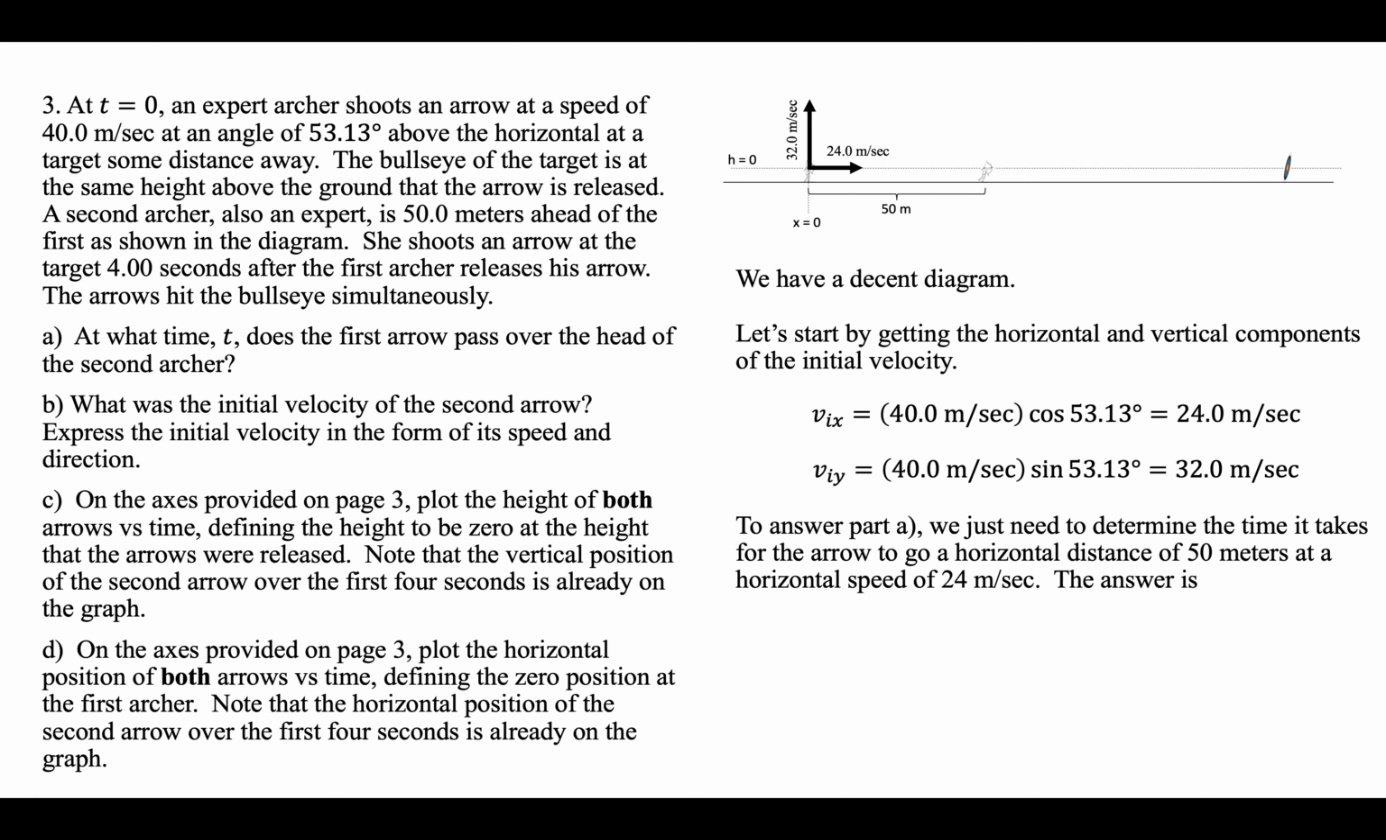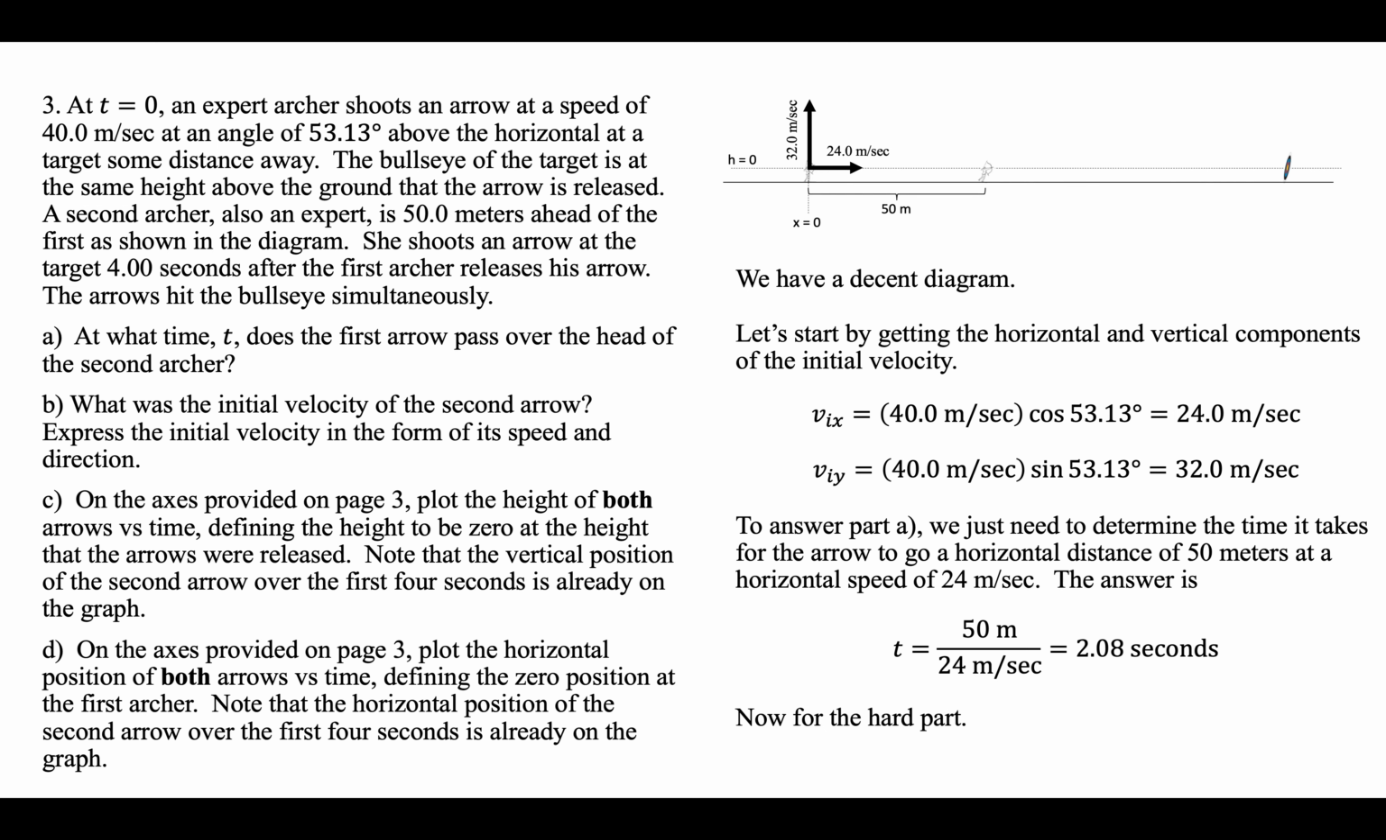Okay, to answer part A, we just have to calculate how long it takes an arrow that's going 24 meters per second horizontally to go 50 meters. It's 50 meters divided by 24 meters every second, which is 2.08 seconds. That's part A.